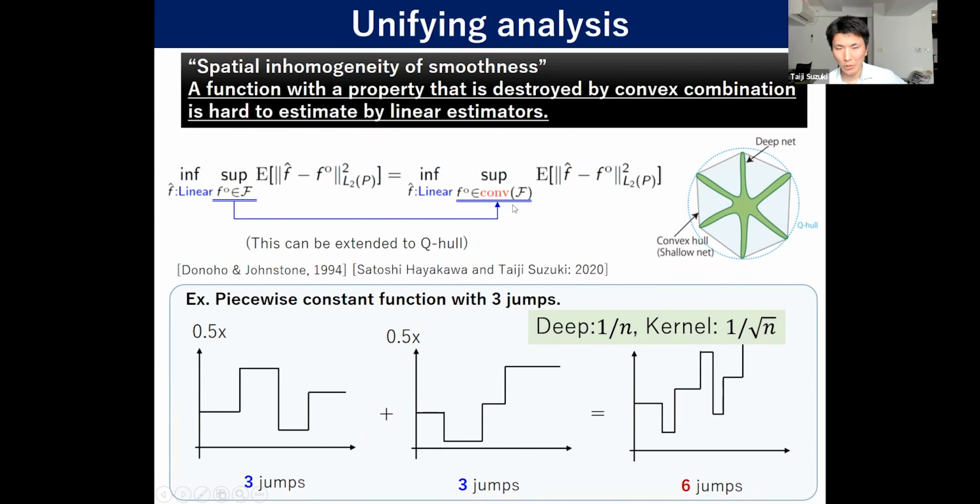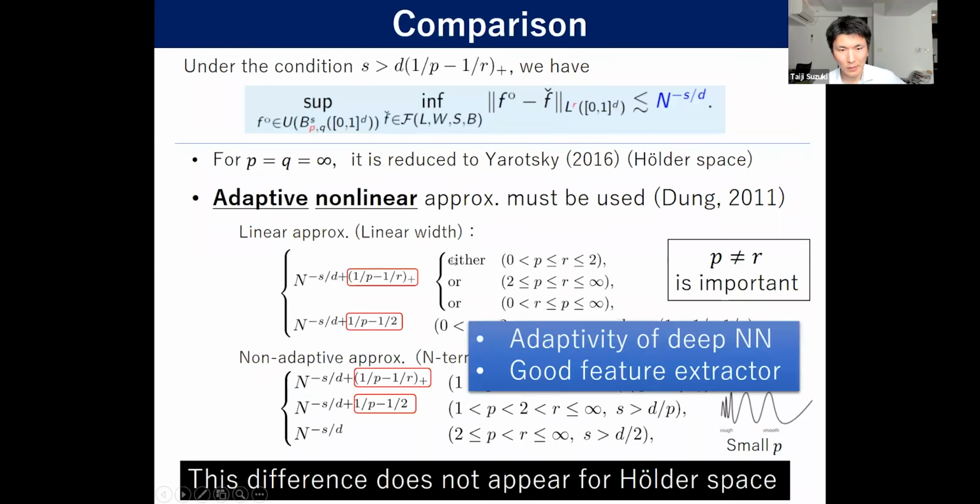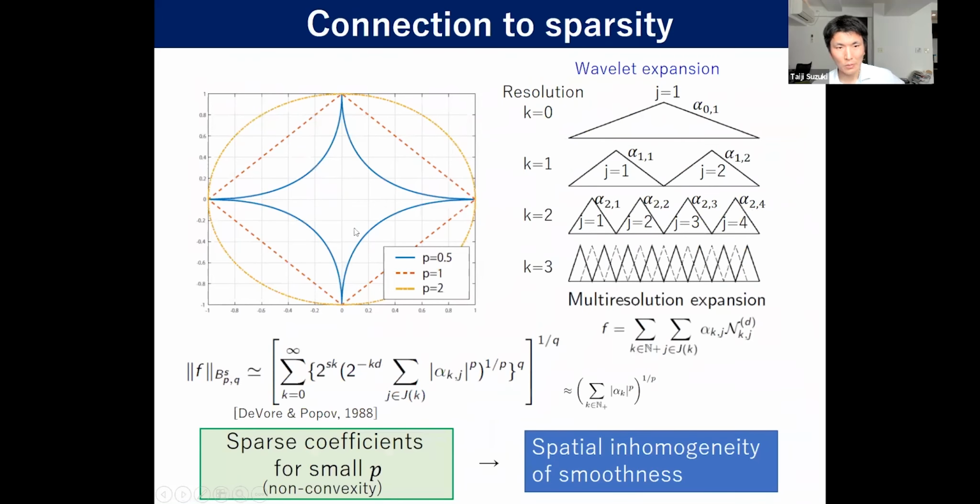So this is an important notion. This is a little bit more geometric notion of why deep can be better than the kernel method. More precisely, we can extend this result to so-called Q-hulls instead of the precise convex hull. So we can consider this kind of Q-hull, but I omit some details. Okay, so let's turn back to the setting of Besov space.